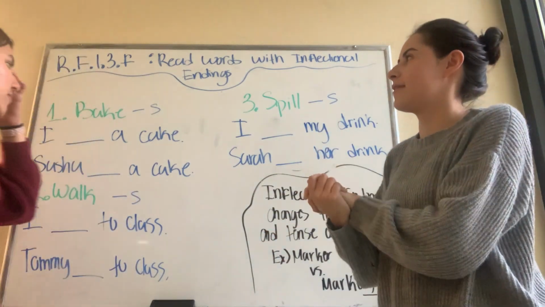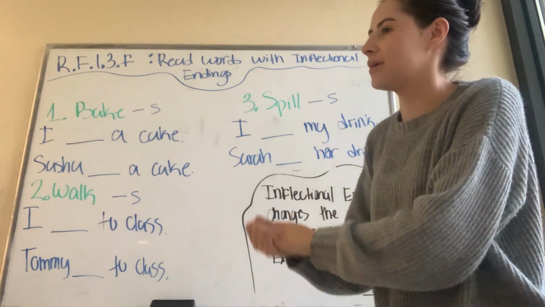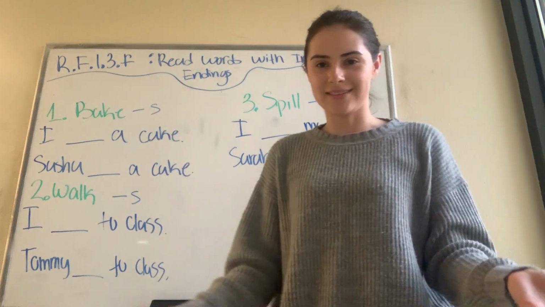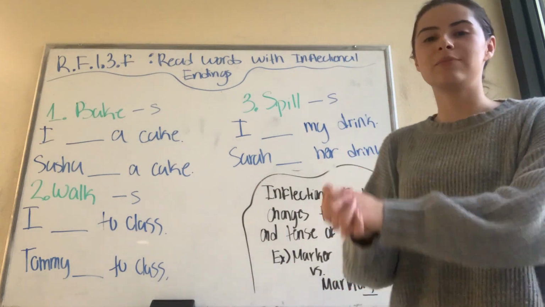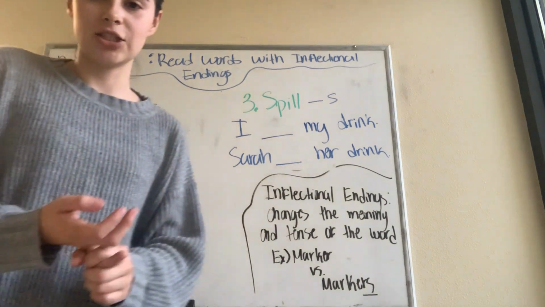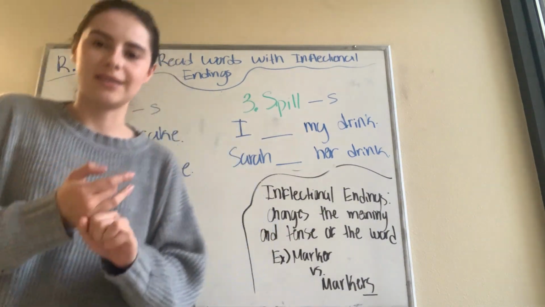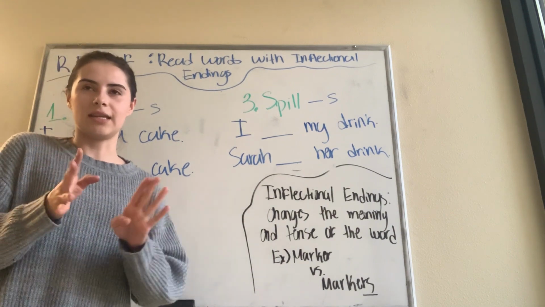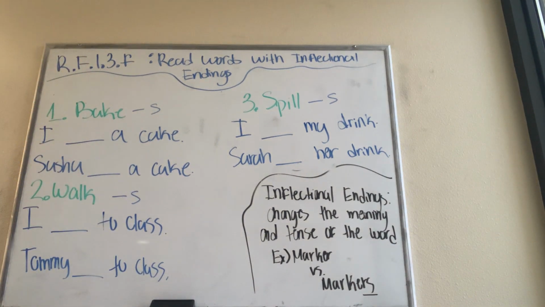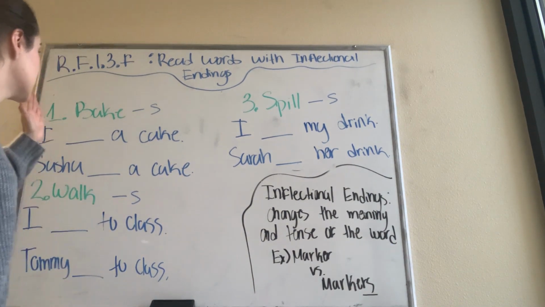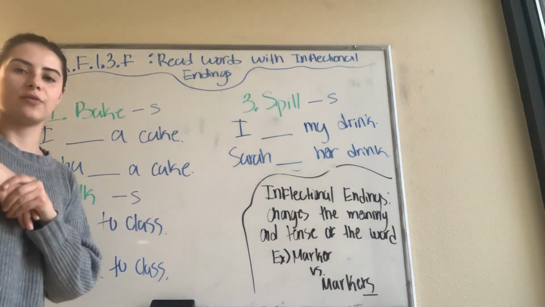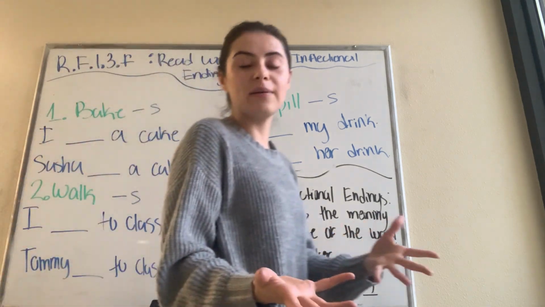The standard is RF 1.3F. So, what are inflectional endings? Well, examples can be, right now we're going to start off with S, but there's ES, ING, ED, and so on and so forth. But right now, we're going to be just talking about S. So as you can see, bake, walk, and spell, those are part of your sight words, so you are familiar with them. It's not something new.